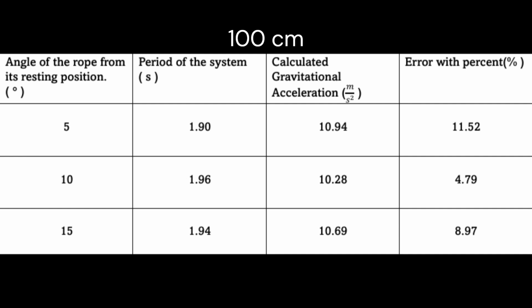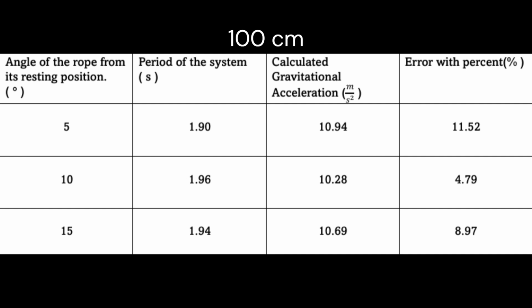At 10 degrees, the period increased to 1.96 seconds. The calculated gravitational acceleration decreased to 10.28 meters per second squared, closer to the expected value, but still higher. The percentage error reduced to 4.79%, showing a more accurate calculation at this angle.